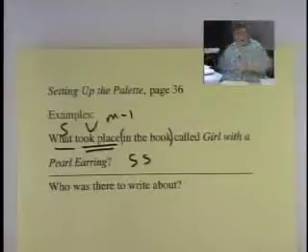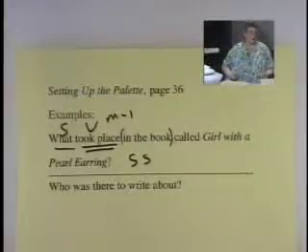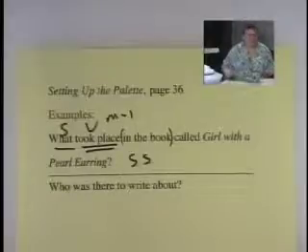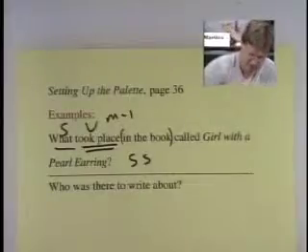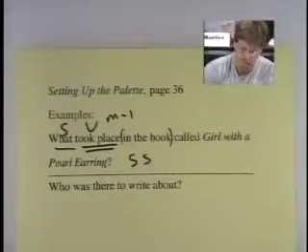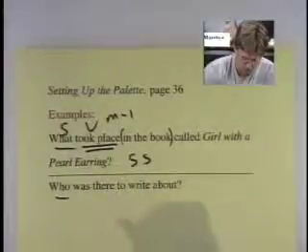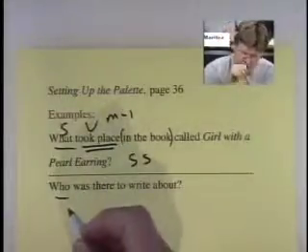"Who was there to write about?" Jerry? No, it's not a real question. You see, my acting training comes into play. Must have done a good reading on that. Where's your subject or your verb? The subject is "who." Sure. And the verb is? "Was there." Or I'm sorry, it was "to write."